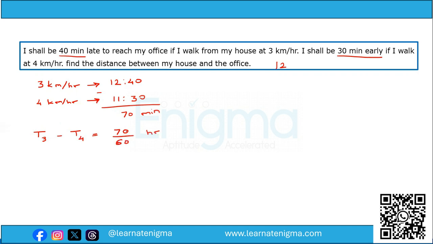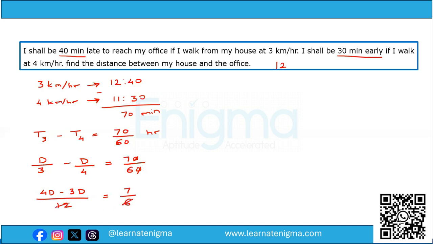Now the general formula for time is distance upon speed. So we can easily make this equation. So this becomes distance upon 3 minus distance upon 4 is equal to 70 by 60. So the zeros get cancelled out. Now we have here 4D minus 3D upon 12 is equal to 7 by 6.